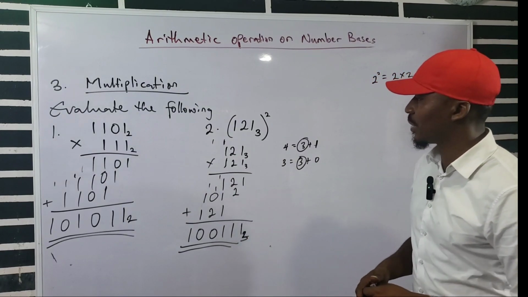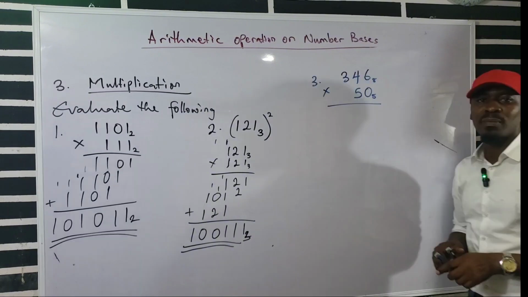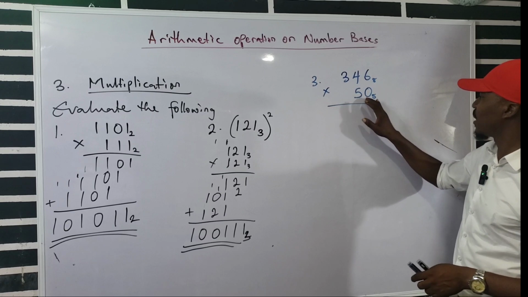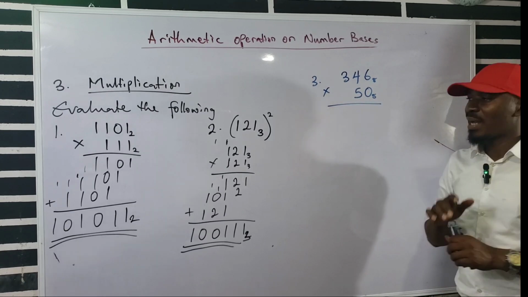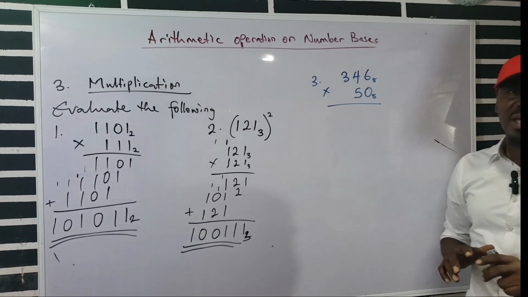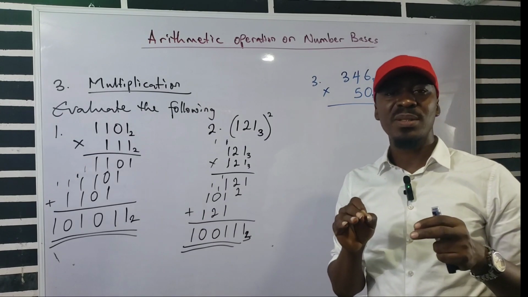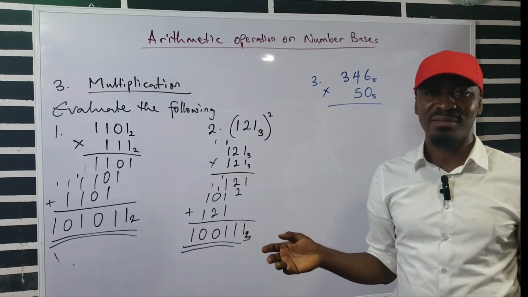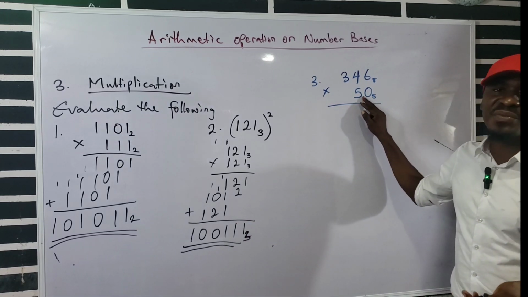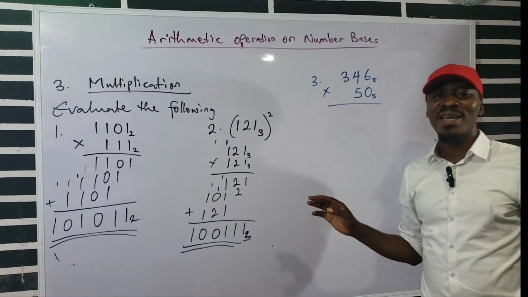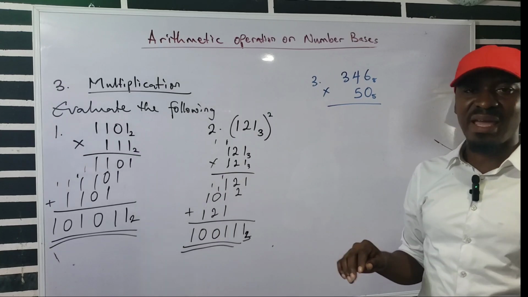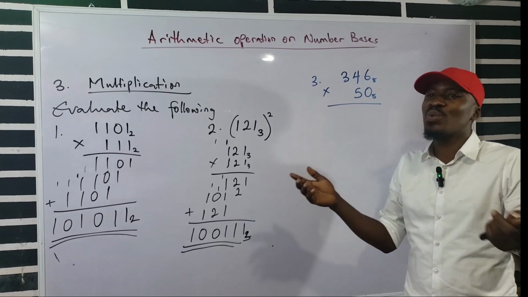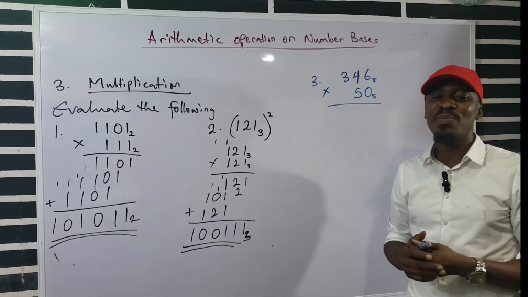So let's move to the third example now. We have 346 in base 8 times 50 in base 8. Please, I just remember something now. So long as that number is not base 10, please don't call it the way you call numbers in base 10. Somebody will call this one 50 in base 8. Please, we don't have that. If it is not in base 10, you call them by digit. 50 base 8.